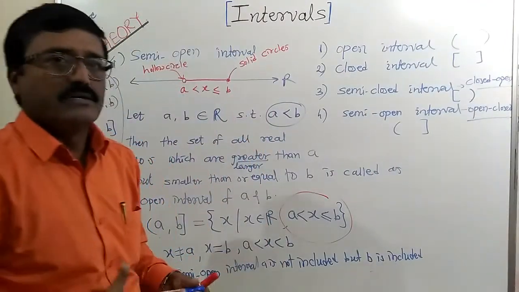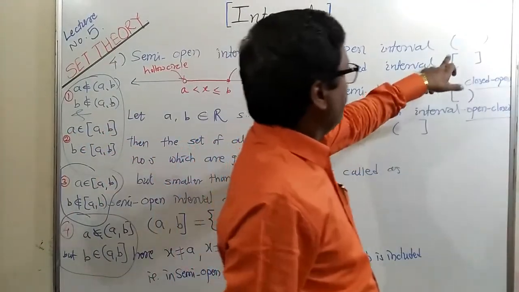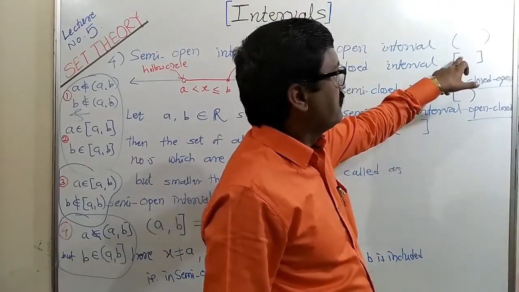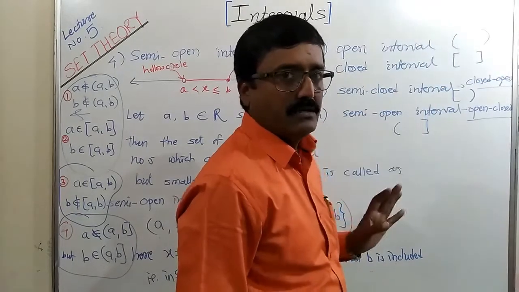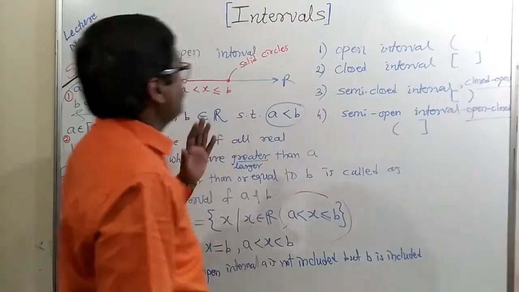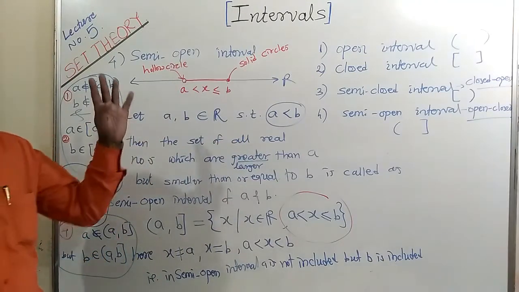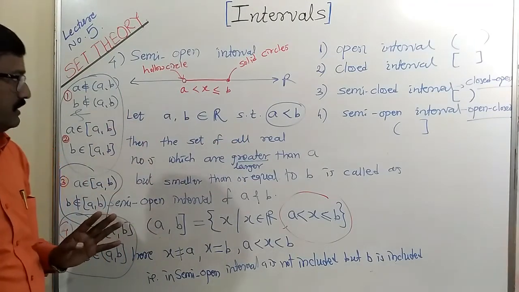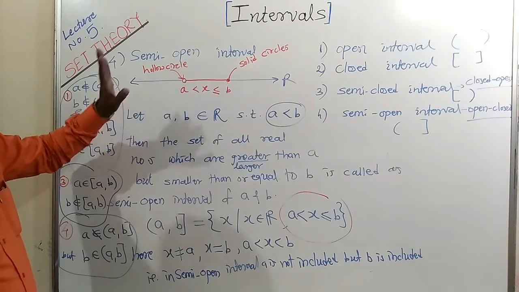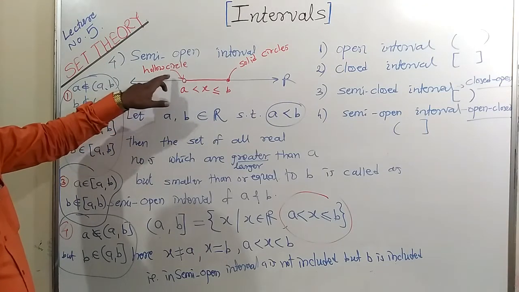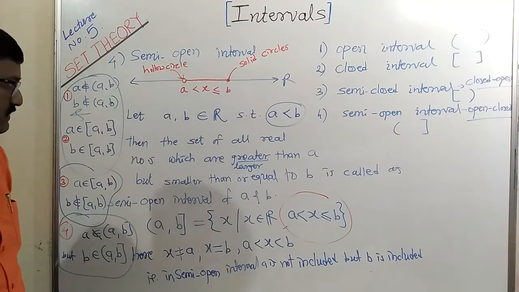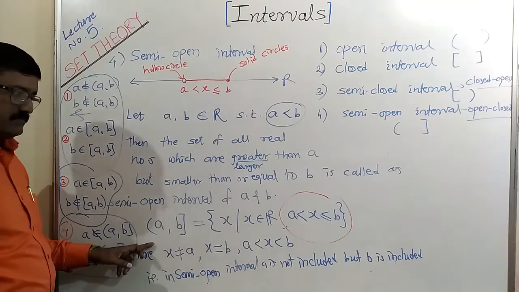So remember these words, and remember that whenever the bracket is a rectangular bracket, this first number is included in that set. If it is open, it is not included in that set. So these are the main four important types of intervals, and their respective figures. You can easily understand using these figures, using hollow circles and solid circles, or remember these definitions.